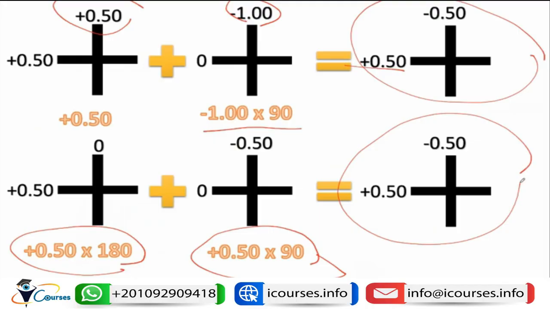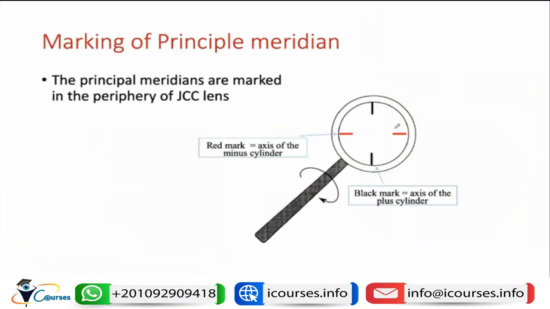Okay, so I guess that we understand this because this is the basic principle of the cross cylinder that we will use in order to adjust the cylindrical power and the axis. As we said, the Jacksonian cross cylinder has both cylinders. These cylinders are perpendicular to each other. They have the same power but of different sign. So usually these signs are marked. Usually the black one will be the plus cylinder, and the red one will be the minus cylinder.